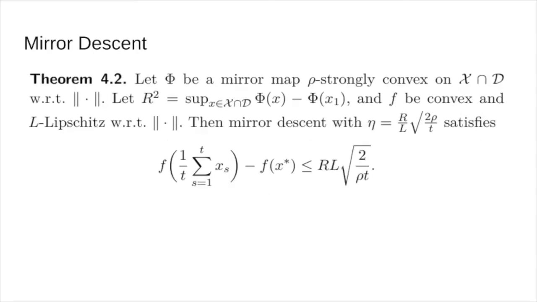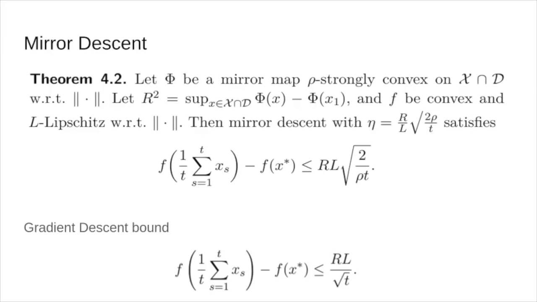And the bound we're going to show looks a lot like the gradient descent bound. If you're given a mirror map and a metric that might not be the Euclidean norm, R squared represents the size of the problem, how much the mirror map's value can change from one point to another. You're optimizing a convex function, and it's L-Lipschitz with respect to that arbitrary norm. Then we have this convergence guarantee that again is dimension independent.